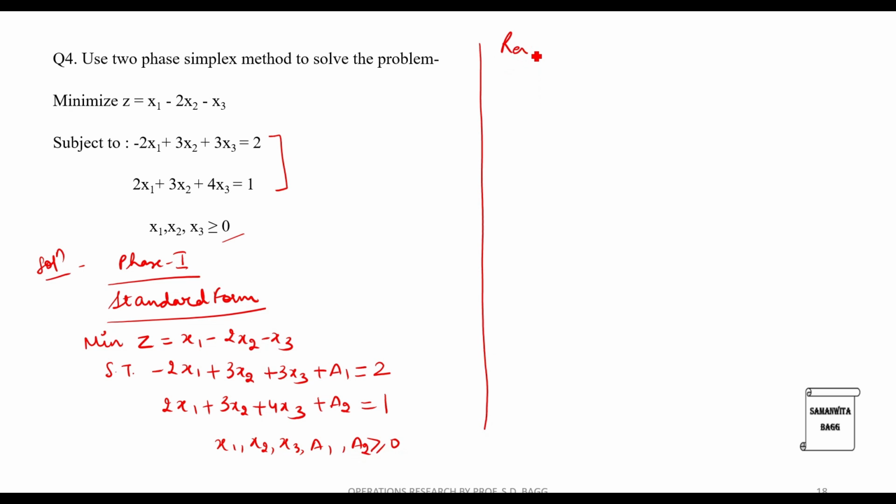Next we will write the revised objective function. This will be minimize w, which is equal to a1 plus a2 because there are two artificial variables, and it is subject to the same constraints.